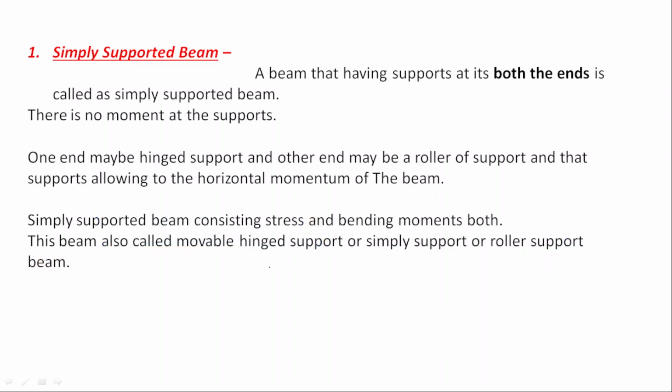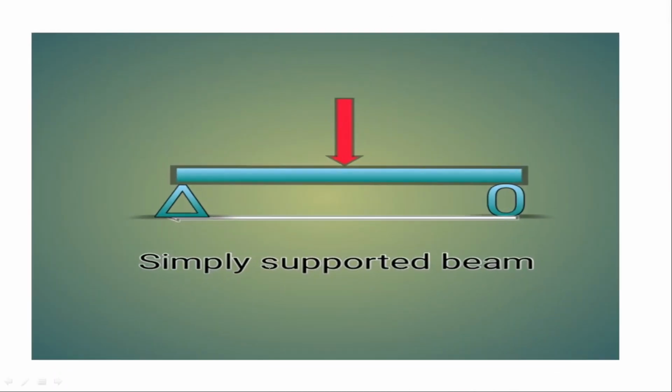A simply supported beam experiences shear stress and bending moment both. This beam is also called a movable hinge support beam or roller supported beam. So you can see the picture of the simply supported beam. This is the hinge support and this is called the roller support.